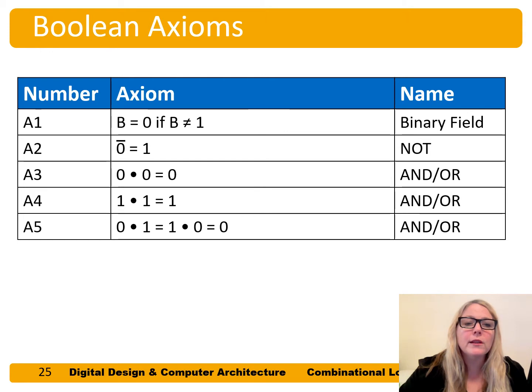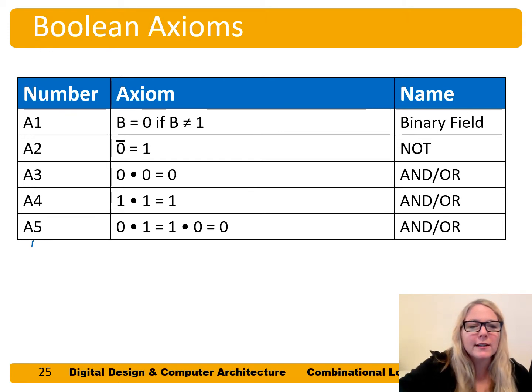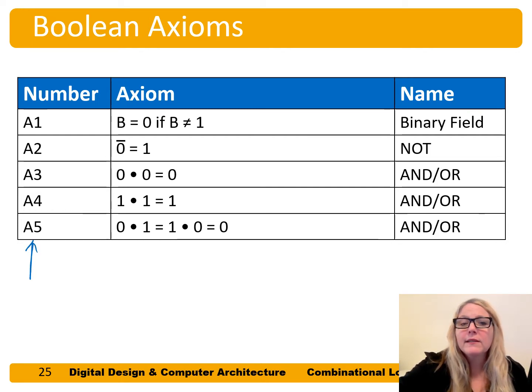So here are the Boolean axioms. Axiom 1, this numbering is arbitrary, but these axioms are: B is 0 if it's not equal to 1. So this is defining the binary field, basically what the variables are that we're dealing with. They're either 1 or 0; B is 0 if it's not 1. And the inverse of 0 is 1, so this is defining the not function.